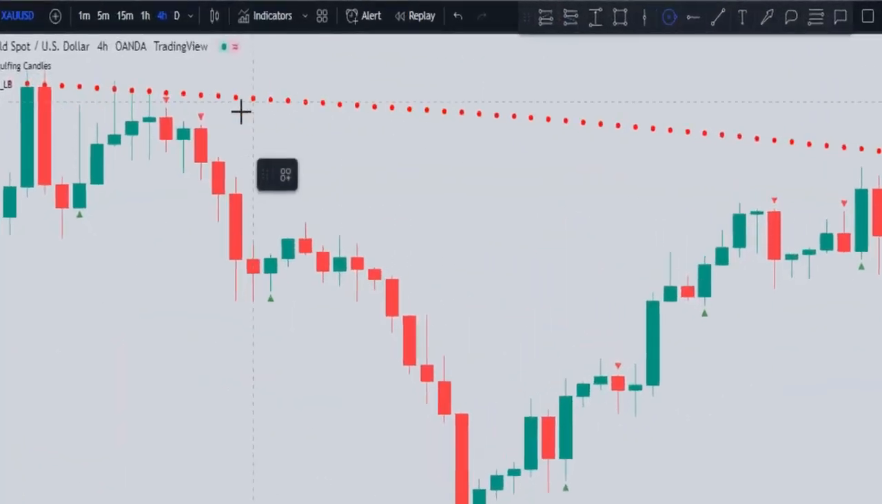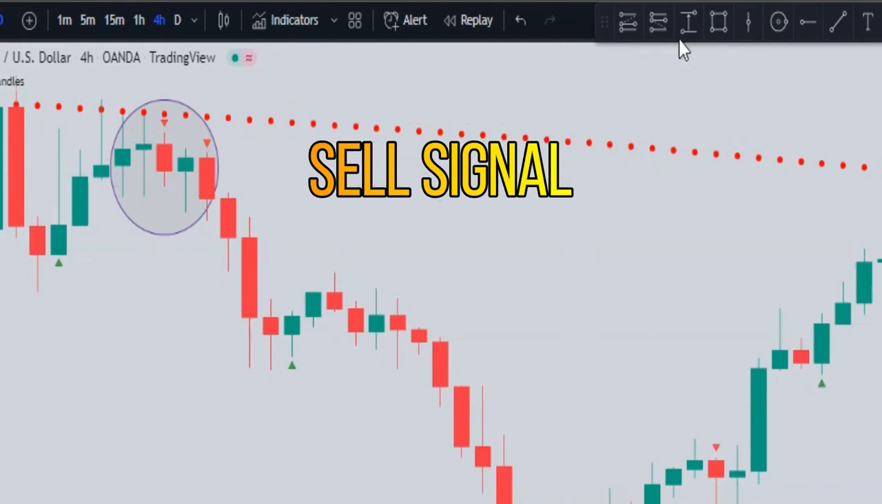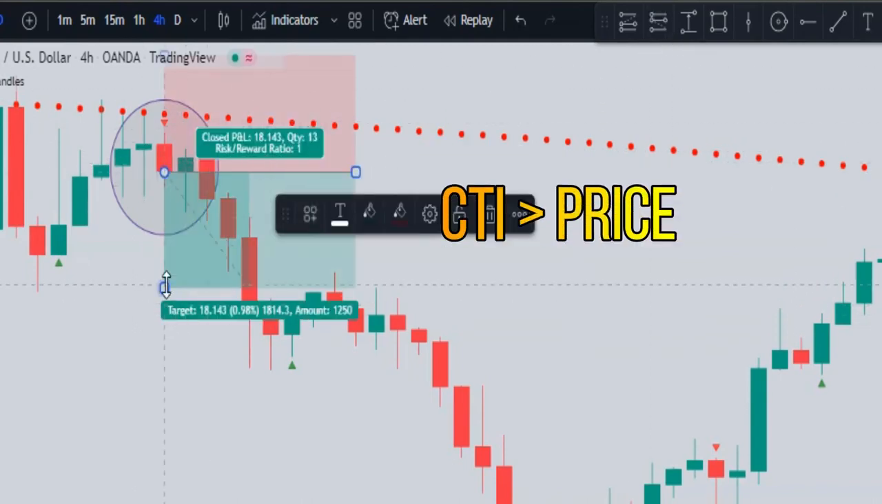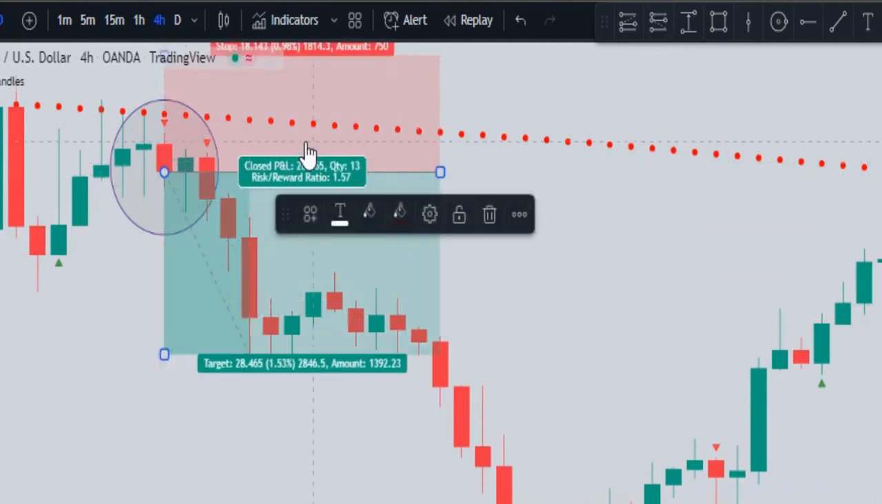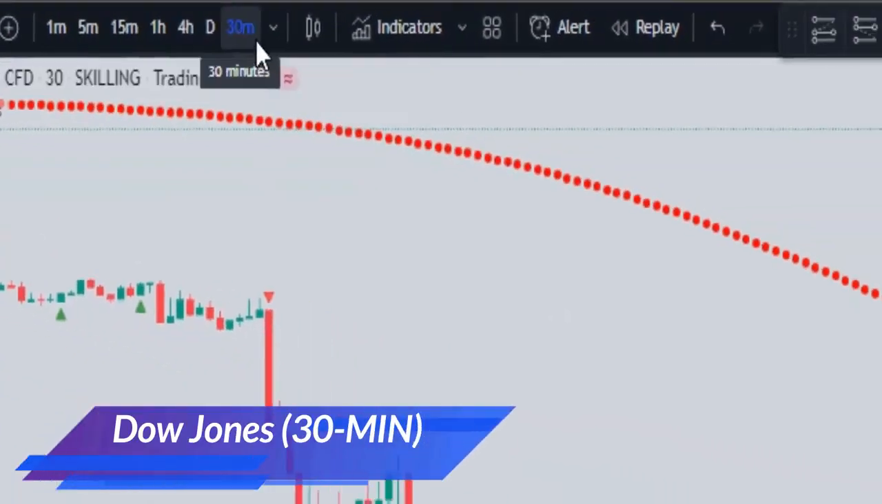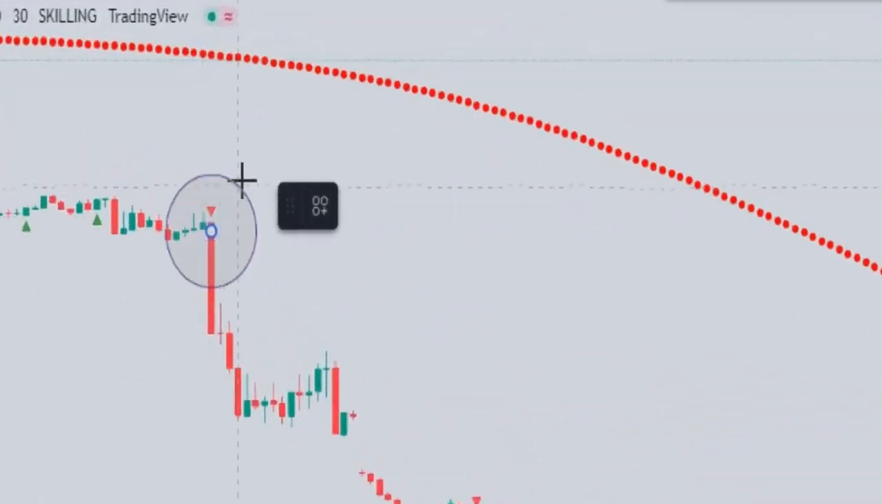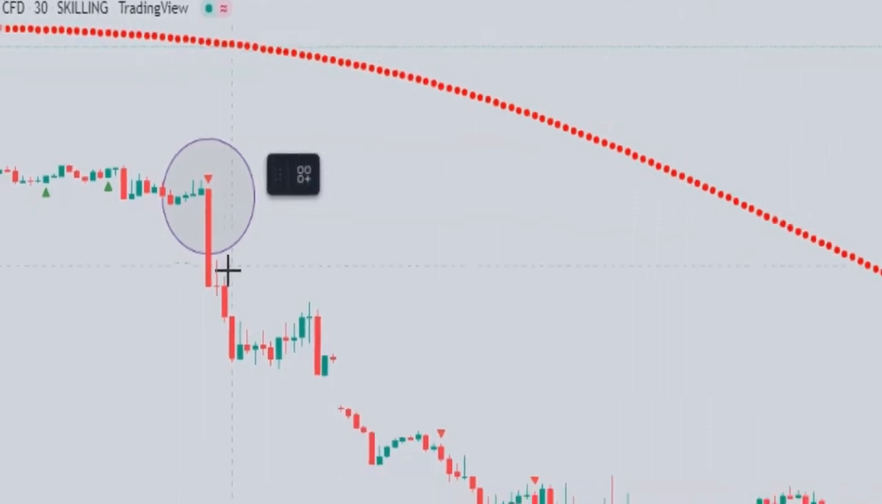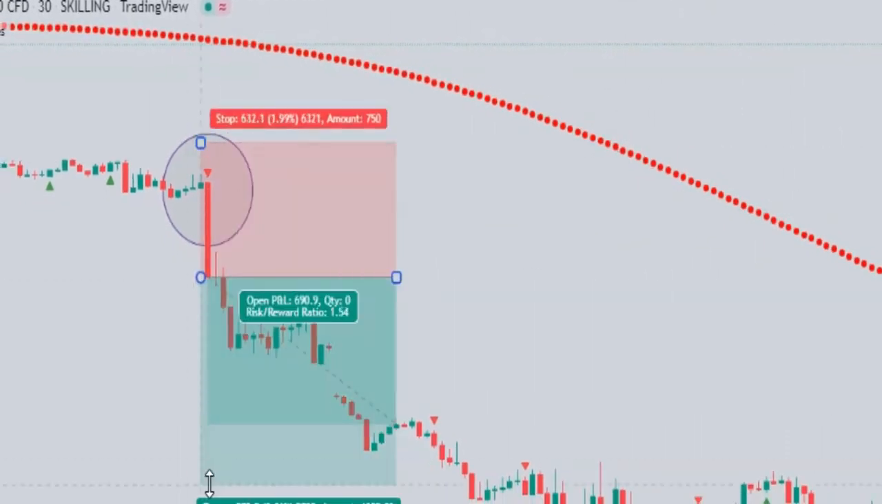There's a red triangle above the candle and the CTI indicator is above the candle. So you can put this sell signal into consideration. Now let's check it out on Dow Jones 30-minute time frame. There's a red triangle above the candle and it is valid because it is below the CTI indicator.